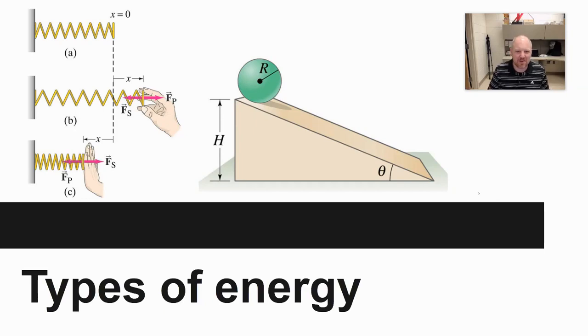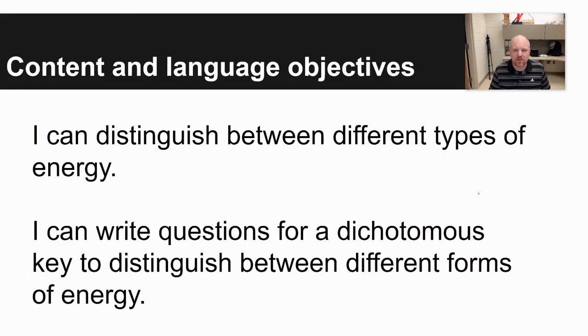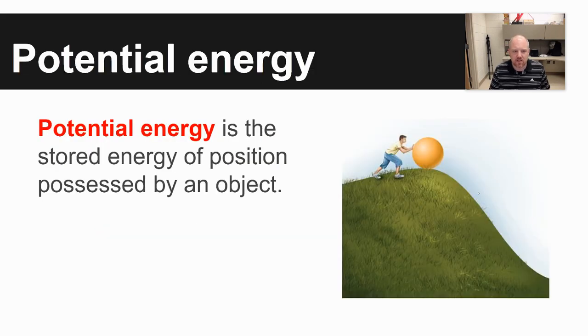Hello, in this video, I'm going to talk about different types of energy, potential energy, kinetic energy, potential elastic energy, and work, and how to calculate them. First of all, our content and language objectives. Our content objective is I can distinguish between different types of energy. And a language objective is I can write questions for a dichotomous key used to distinguish between different forms of energy.